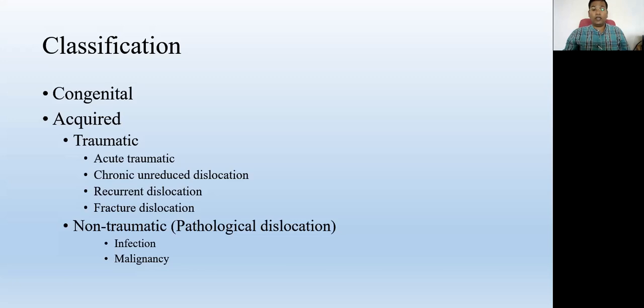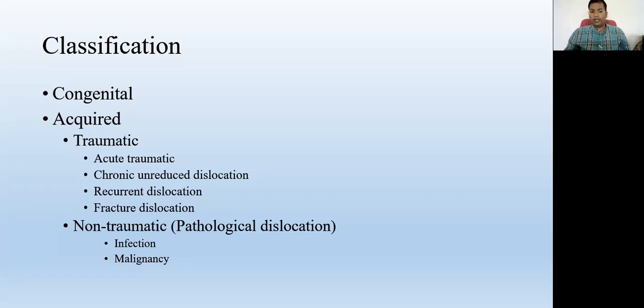The second case is chronic unreduced dislocation. Suppose some subluxation or displacement of the articular surfaces was there and was not corrected at that time. Especially in smaller joints, a very small displacement or minimal subluxation may be ignored by the patient initially, and in the chronic phase the patient comes to you. That is called a chronic unreduced dislocation.